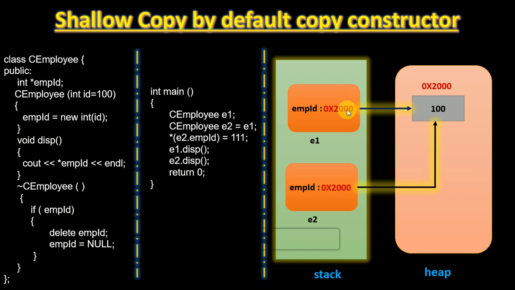Now observe this. The e1 employee ID and e2 employee ID both are referring to the same memory location. Both are sharing the same memory location. Now what I am doing is *e2.empid, which means wherever emp id is pointing, there I have to modify the value to 111. Where is e2's emp id pointing? It is pointing to 0x2000. Now this value I have to modify to 111. So now the value is going.